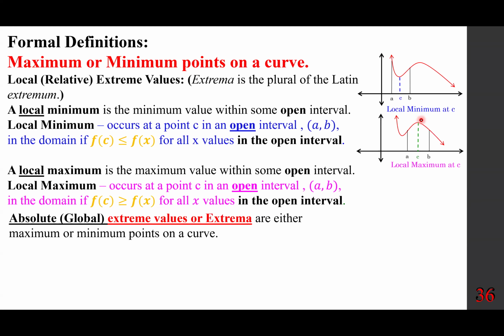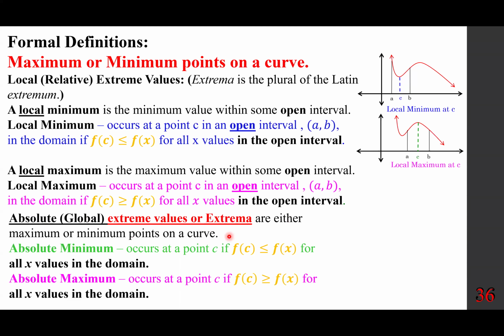Absolute, the difference is it's in the entire domain. So absolute, also known as global extreme values or extrema, are either maximum or minimum points on a curve. Absolute minimum occurs at the point c if f of c is less than or equal to f of x for, and that's the key, all x values in the domain. Absolute maximum occurs at the point c if f of c is larger than or equal to f of x for all x values in the domain.